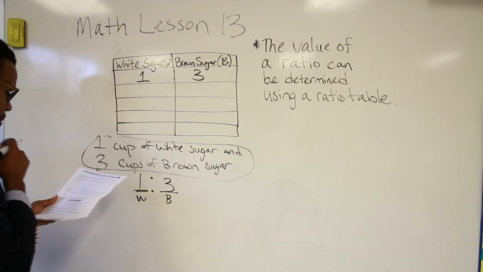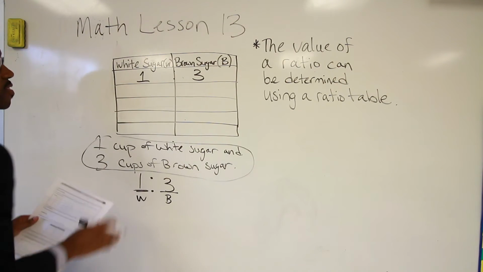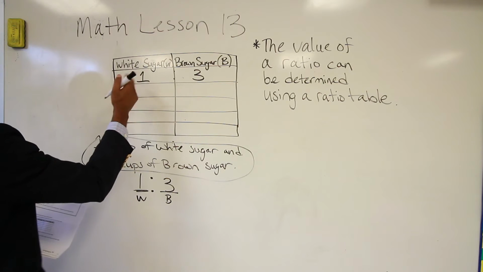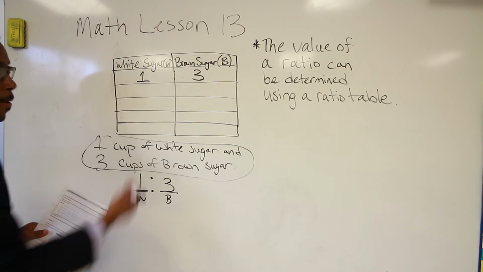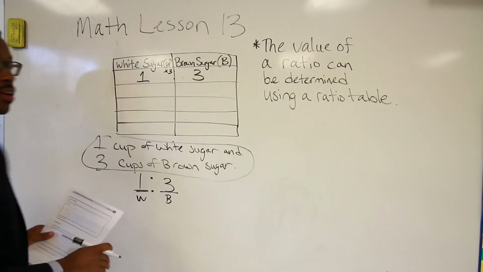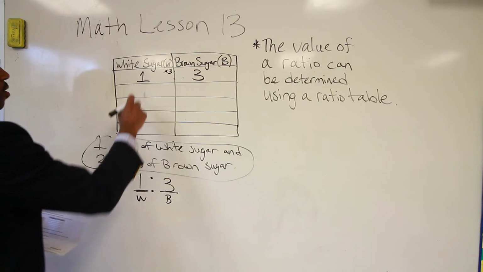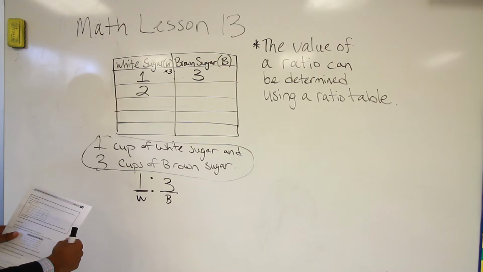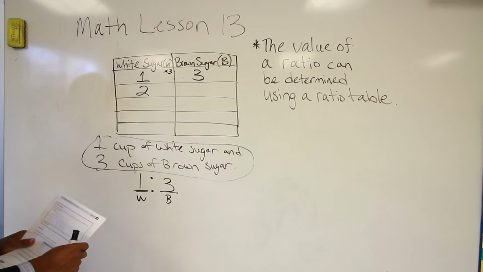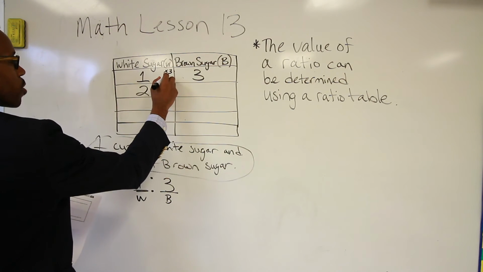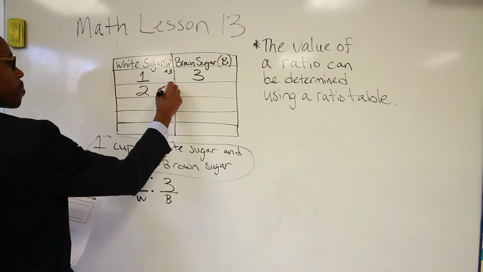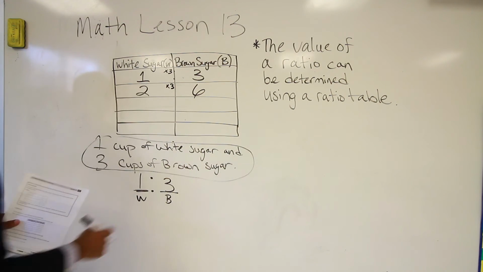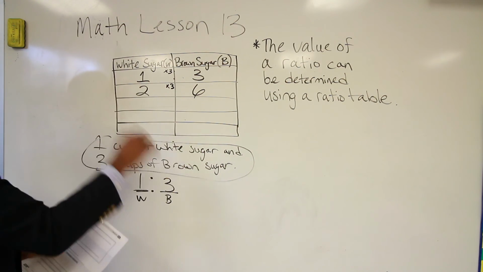All right? Now, if I wanted to fill in the rest of this table, what do I do here? How do I get from 1 to 3? What value can I multiply times 1 to get me 3? 1 times 3, correct? Okay, so let's say now I have 2 cups of white sugar. How many cups of brown sugar am I going to need? How do I figure that out? I'm going to multiply by the same value, times 3. 2 times 3, 6, okay? And so on. This is to the extent of how far we went in class today.